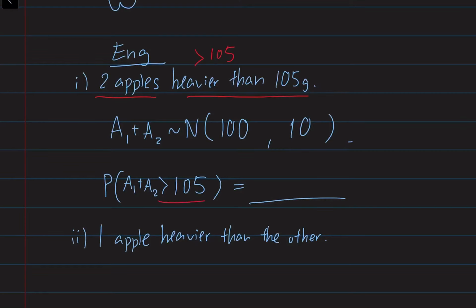When I have greater than 105, your lower is 105, your upper is E99. Mu is 100, and remember, this is sigma square. So sigma is square root 10. Input those, let's see what answer you get. I'll share with you the answers later on.